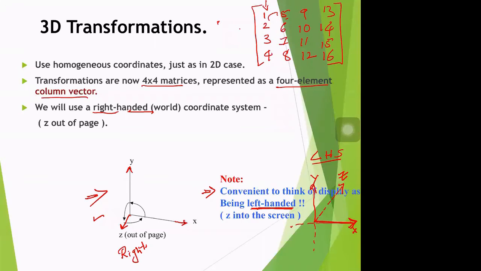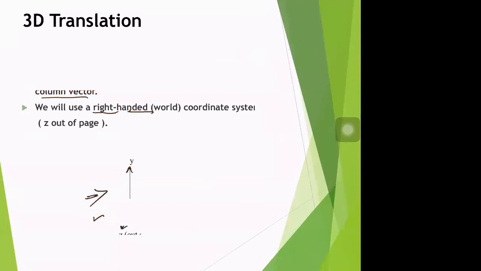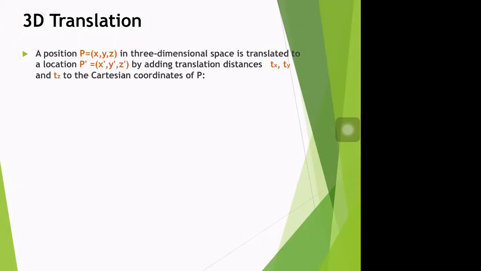Fine. The first transformation function we deal with is translation. So what is a translation function?